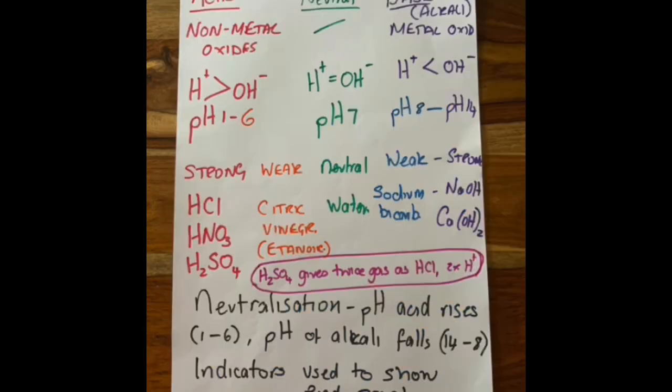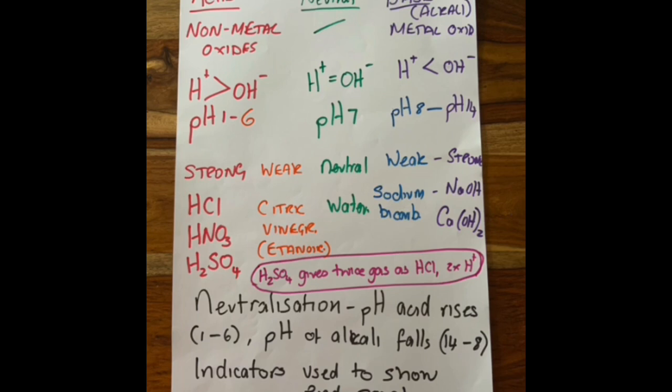Acids and alkalis. Acids are non-metal oxides. H plus ions are greater than OH minus ions, pH 1 to 6. Strong ones, as you can see in there, weak ones, as you can see there. Neutral: H plus equals OH minus, pH is 7, neutral.